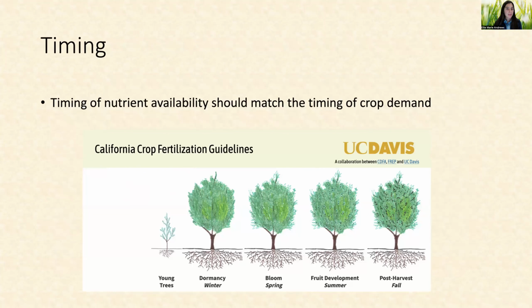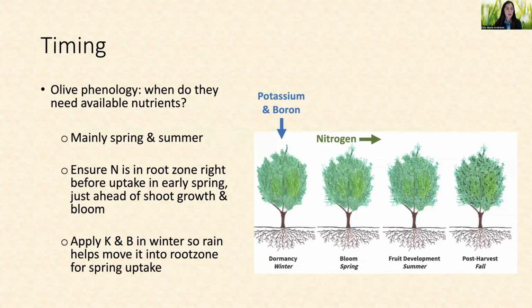So thinking more about timing, I really want to stress that the timing of nutrient availability should match the timing of crop demand. So this is true in all tree crops. So using olive just as an example, we're going to think about olive phenology. When do they really need available nutrients as they're changing and developing throughout the season and throughout the years?